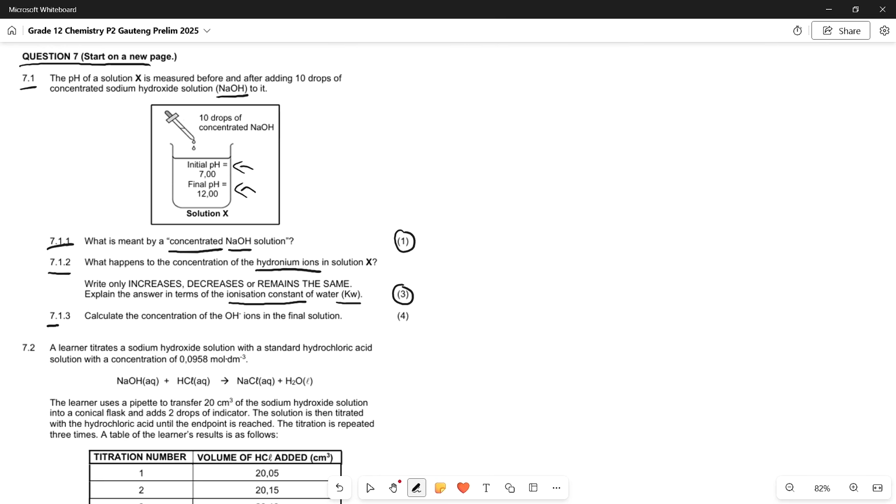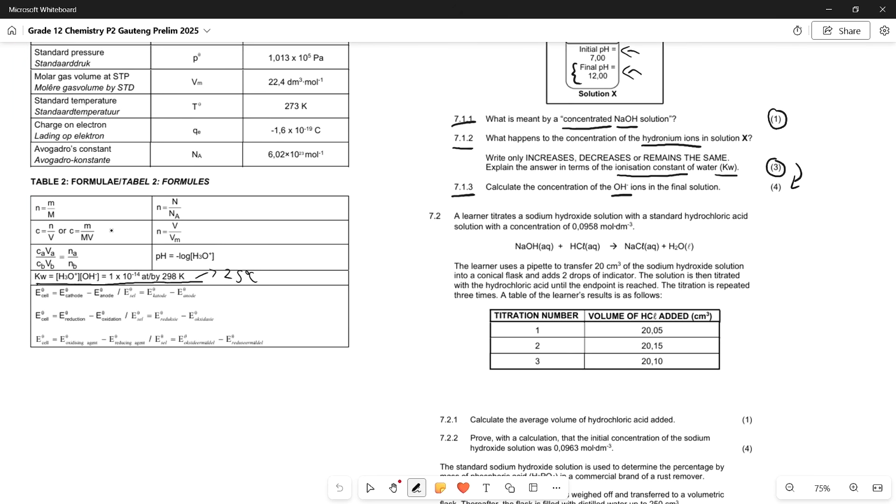And then 7.1.3, a follow-on question. We're going to see how we can use 7.1.2 in 7.1.3. It says calculate the concentration of the OH minus ions in the final solution. So we have our final solution over here of 12 for the pH. So if we reference our formulas, we first have to get our pH, which equals negative log square brackets H3O plus, which represents the concentration of the H3O plus, and then we can go ahead and plug that into our Kw formula to get the concentration of our OH minus ions.